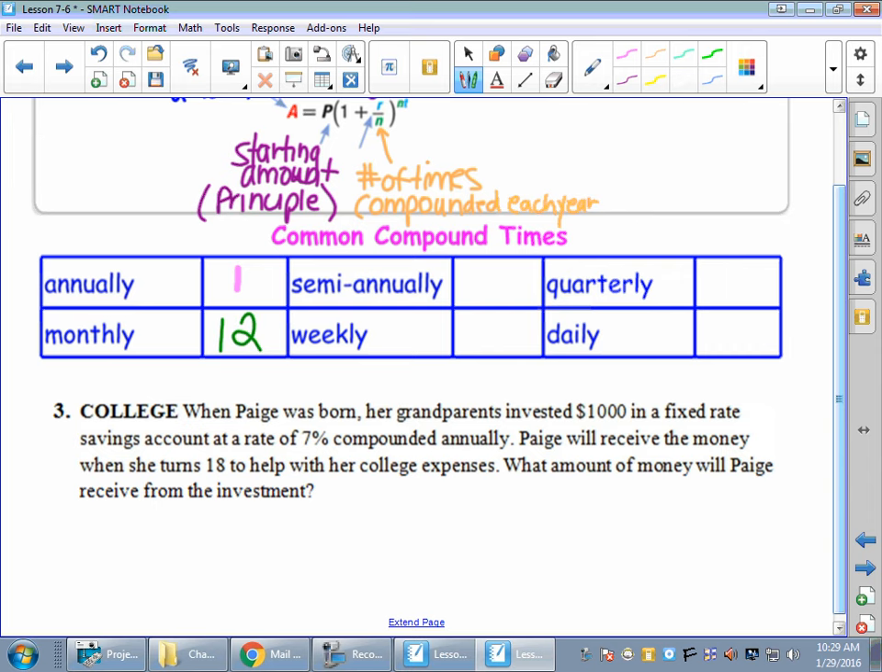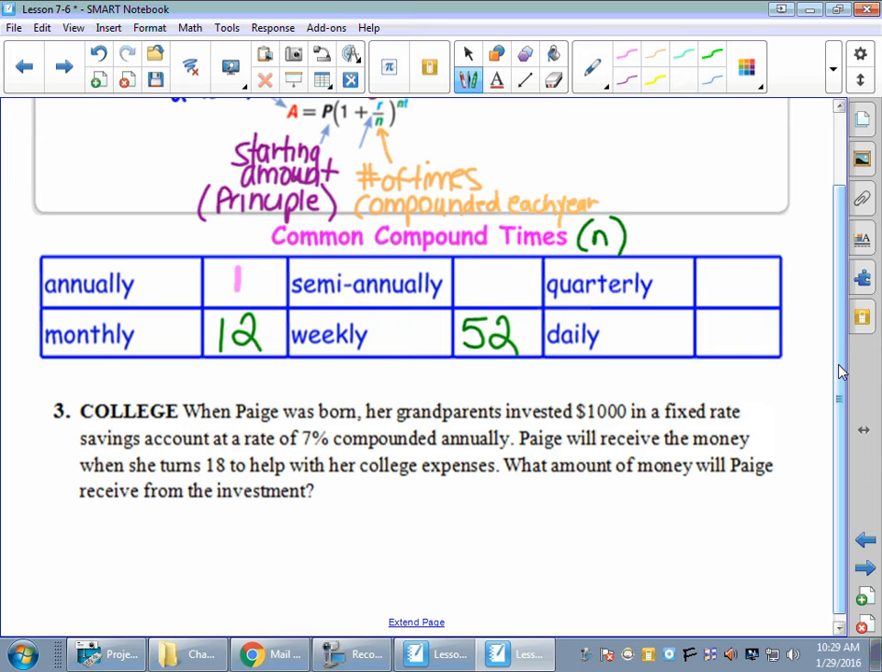I'm going to skip semi-annually for a second because we're on a roll. If they compound your interest weekly, which is very unusual, how many times are you getting interest added on if they compound it weekly? 52 times a year. So this is your N chart right here.